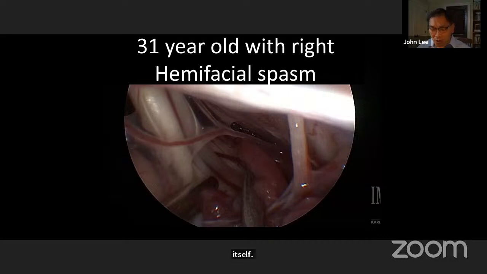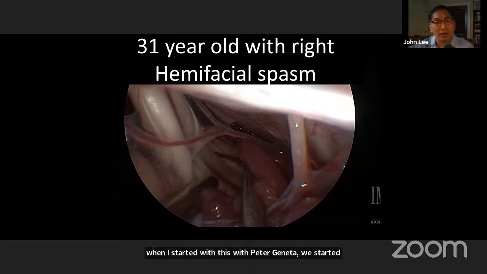The other thing too is when I started with Peter Janetta, we always started at 9, 10, 11. We dissected all the arachnoid all the way up from 9, 10, 11 over 7, 8, and then to 5. But part of that was also because he was doing the hypertension and diabetes MVD decompressions. That was my classic technique I learned with a microscope.